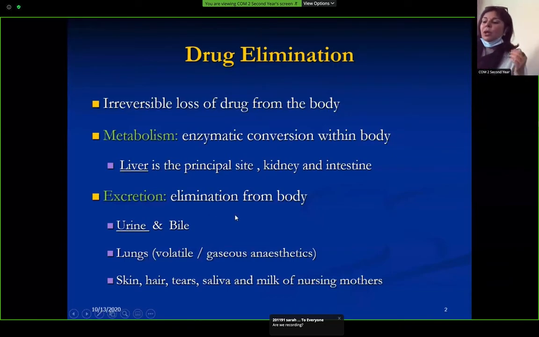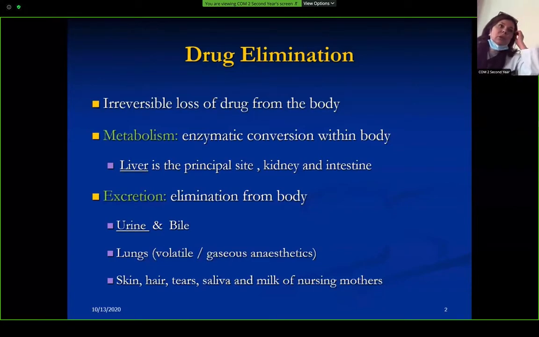Now the excretion, remember, it's the last phase where you want to eliminate the drug from the body. The most important one that you will hear about is the kidney, urinary. But it doesn't mean only that; through the bile, it means through what? Bile, feces, okay? But most important, I underline liver and the urine. Also remember, you have the lungs for volatile gas with anesthetics. Also, you might have skin, hair, tears, saliva, and milk in nursing mothers. You will have some elimination of the medication through those.